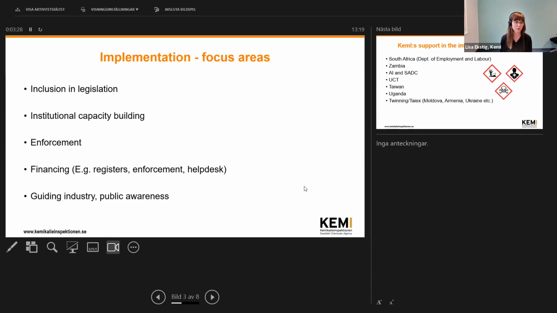The financing part is also important, of course. For example, how to finance chemical registers and the enforcement and help desks. That we also think is an important part, to help industry to have a help desk where they can ask questions about the legislation. We've also been working with guiding of industry, further guidance, and public awareness.